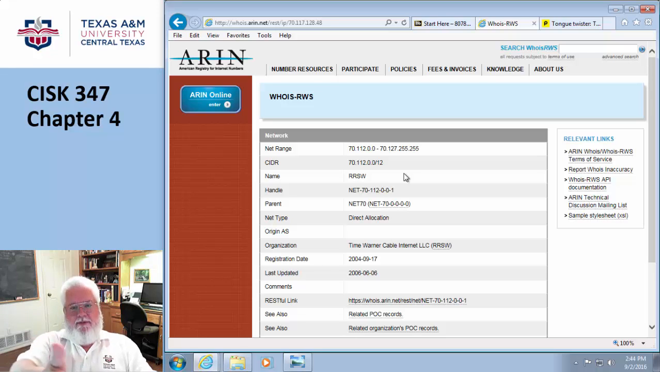The IANA guys have already allocated huge blocks to companies like Time Warner. Get Time Warner to give you one of theirs, okay? And they'll statically assign it. I mean, clearly it belongs to them, but they'll lend it to you, so to speak, to be a static IP address that only you can use. Okay, that kind of makes sense?